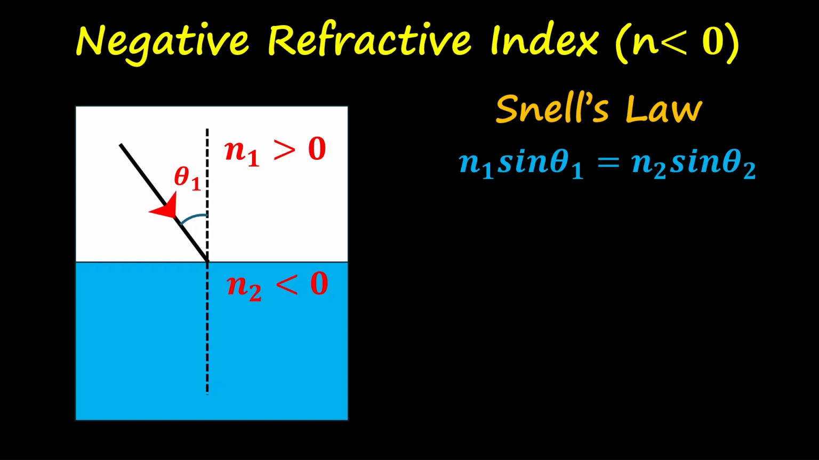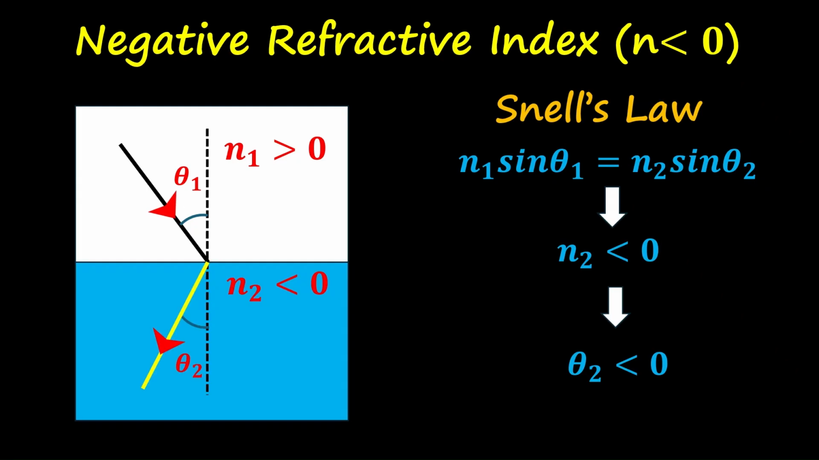Now here, N2 is negative. Since N2 is negative, sine theta 2 should be negative, because the expression on the right hand side of Snell's law is a positive quantity. So for that to happen, theta 2 should be negative. So the refracted ray will be on the same side with respect to the normal as the incident ray. So the refracted ray will look like this.